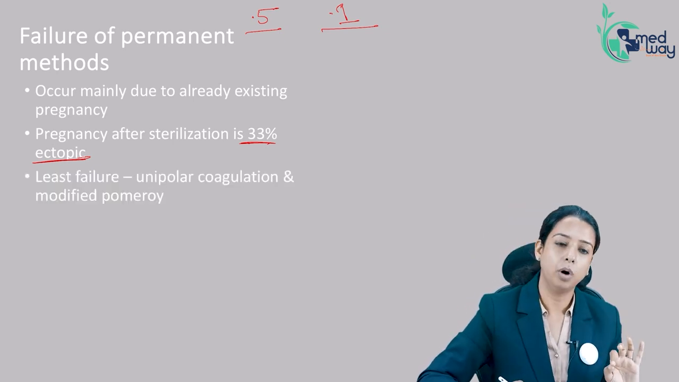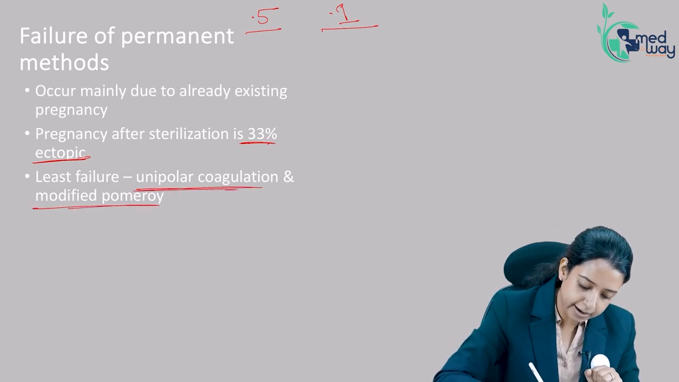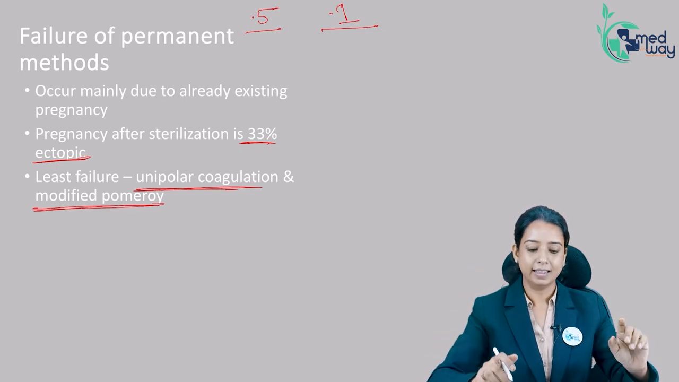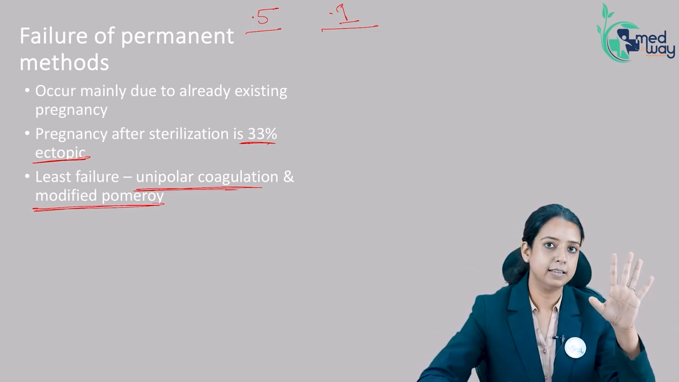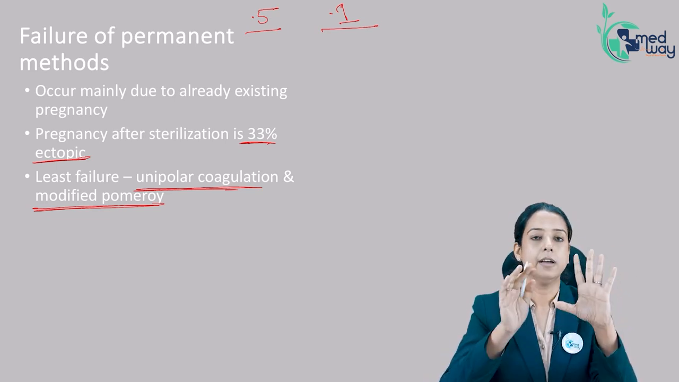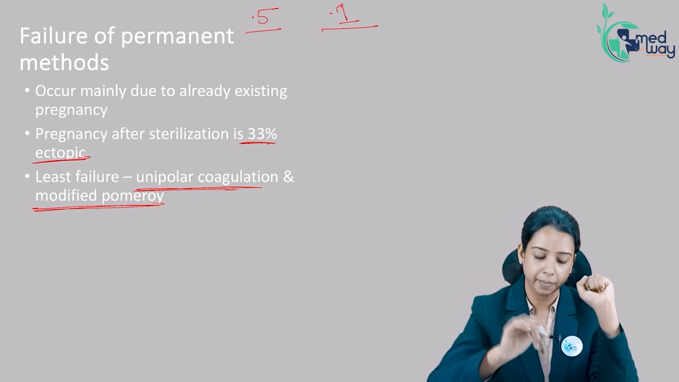Then what method has the least failure rate? Unipolar coagulation and modified Pomeroy's have the least failure rate. So if you are doing laparoscopy, then unipolar coagulation has the least failure rate. If you are doing a laparotomy, then modified Pomeroy's has the least failure rate. Okay?